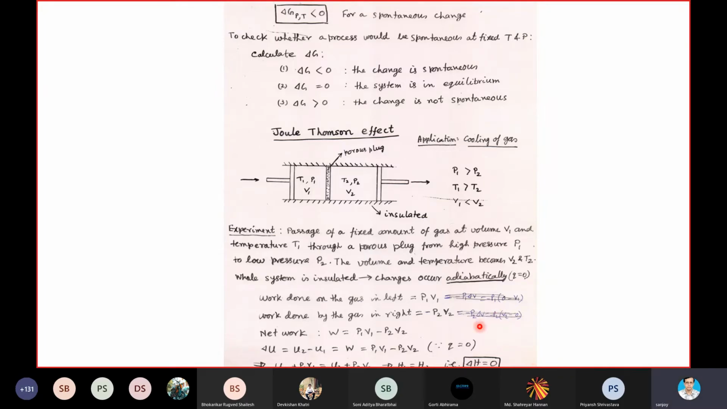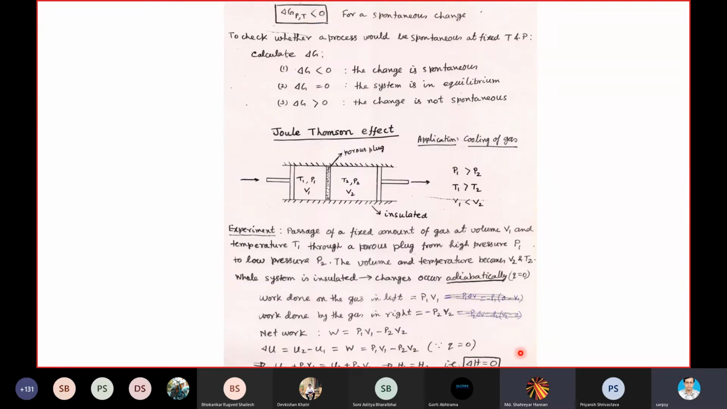We showed that in this manner. So the work done on both sides, and since it is an adiabatic process, the net work done is the same as the internal energy change, delta U. Now if you write down this expression from here, U1 plus P1 V1, which is basically H1, your enthalpy, and U2 plus P2 V2, which is H2. So that means for the entire process, enthalpy remains constant.